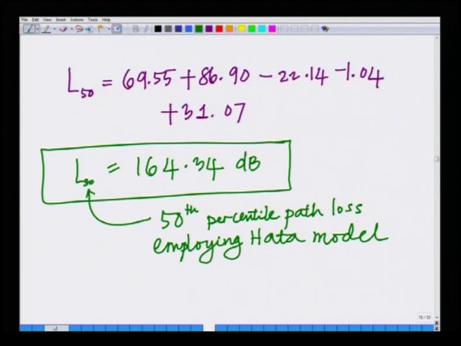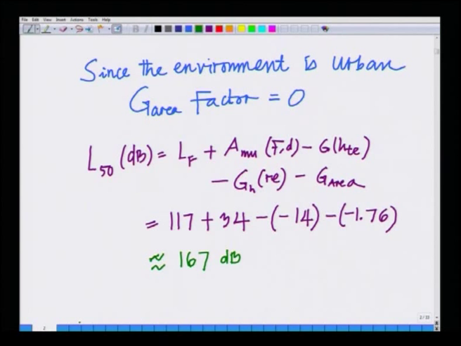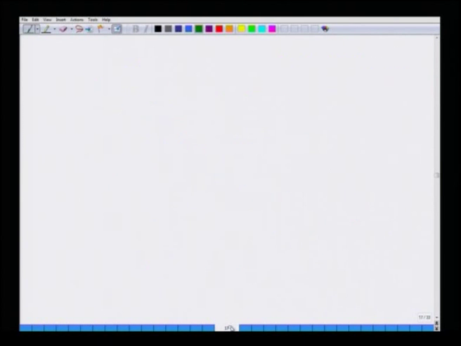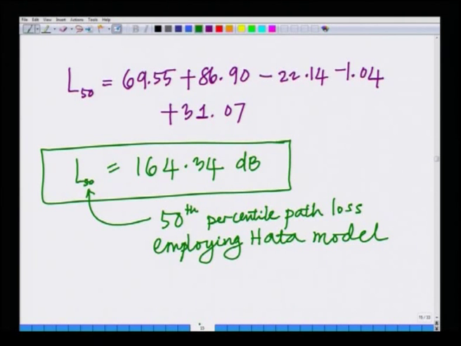If you go back to the path loss employing the Okumura model, that is about 167 dB, and now we are saying in the Hata model, that is about 164 dB. Hence, these values are approximately close, about a difference of a dB or 2. Hence, the Hata model and Okumura model essentially give the same signal strength predictions.